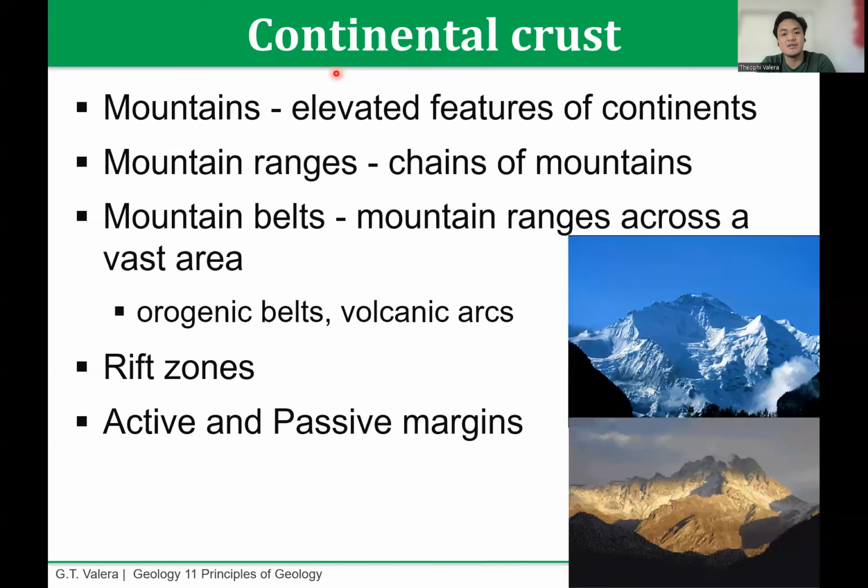So we have mountains, which are elevated features of continents, and this chain of mountains can form ranges or chains of mountains. So we refer to that as mountain ranges. Mountain belts are also mountain ranges across a vast area. Usually, mountains, mountain ranges, and mountain belts don't just pop out of nowhere. As we'll learn later on, there are processes which bring about the formation of mountains. For example, we'll get to discuss orogenic belts and volcanic arcs.